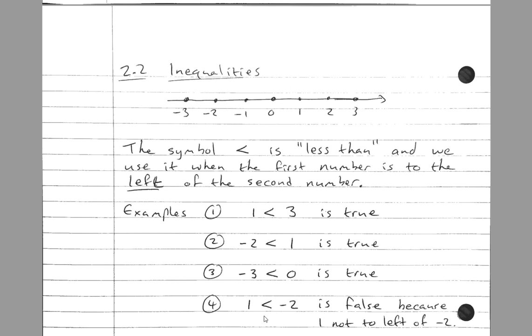This last one, yeah, this looks fishy. Is 1 less than negative 2? Is 1 to the left of negative 2? No. 1 is to the right of negative 2. So this is false. All right, so any inequality like this, it's either true or false. And this one's false.